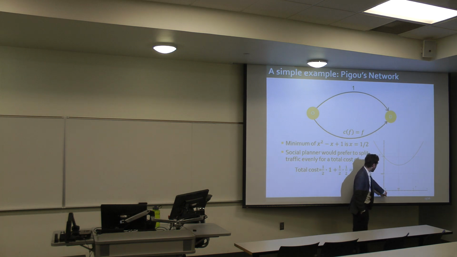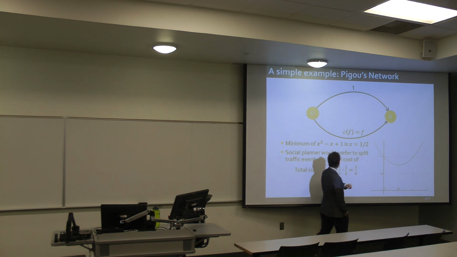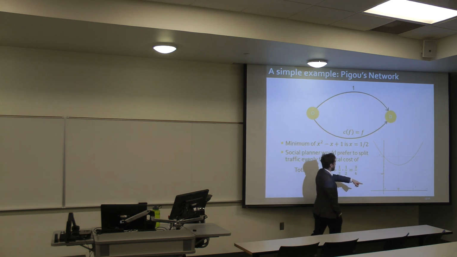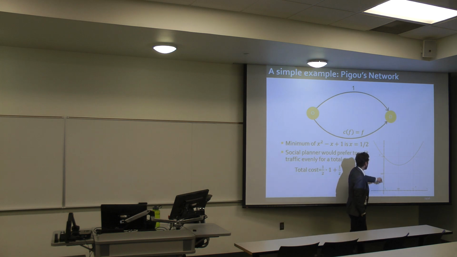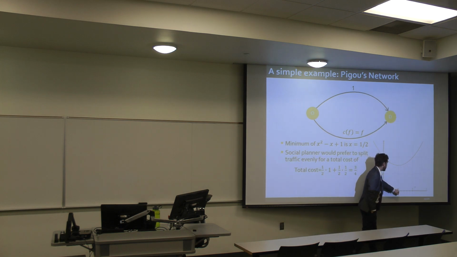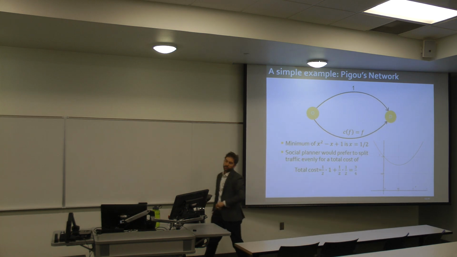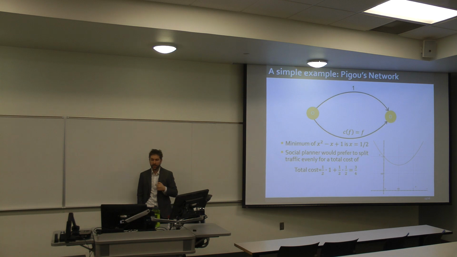You see that it ranges from 0 to 1. 0 means that everybody takes the top route, and 1 means everybody takes the bottom route. So we look at this plot, and we look at the minimum, and the minimum happens at a half. So from the social planner's perspective, they would much prefer half the people took the top route and half the people took the bottom route.